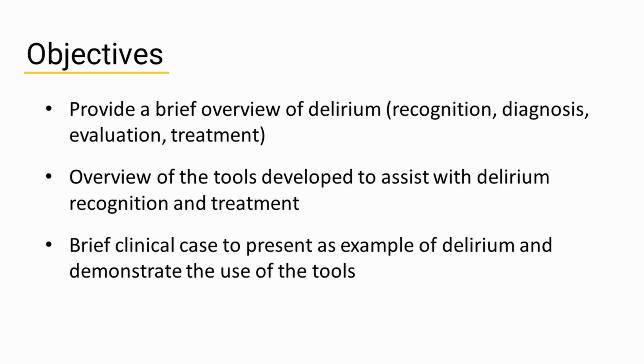The purpose of this case-based mini-lecture is to discuss how delirium can cause agitation in patients with dementia and to help you to understand the assessment and management of delirium. I will provide a brief overview of delirium, which will cover recognition, diagnosis, evaluation, and treatment. Once we all have a basic understanding of delirium, I will discuss how the pocket guides can be used to assist with both delirium recognition and treatment. As in the other mini lectures, I will use a clinical case to assist in both the understanding of delirium and to demonstrate the use of the pocket guides.